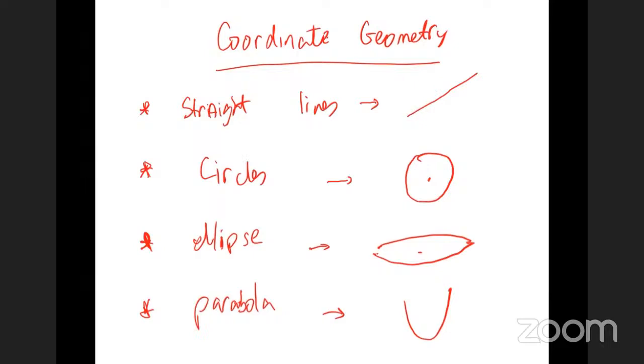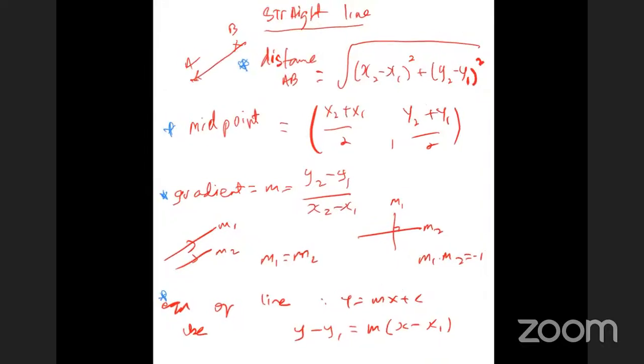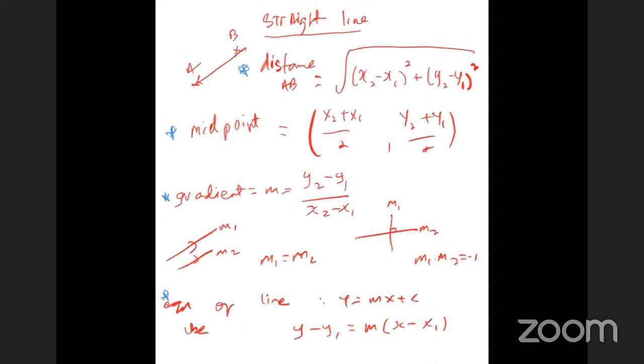All right? So because it's a straight line, I just want to give you the straight line rules from Form 1. These are your Form 1 straight line rules. If you know them already, you can ignore them. Distance between 2 points, midpoint, gradient, parallel lines are equal, and so on.